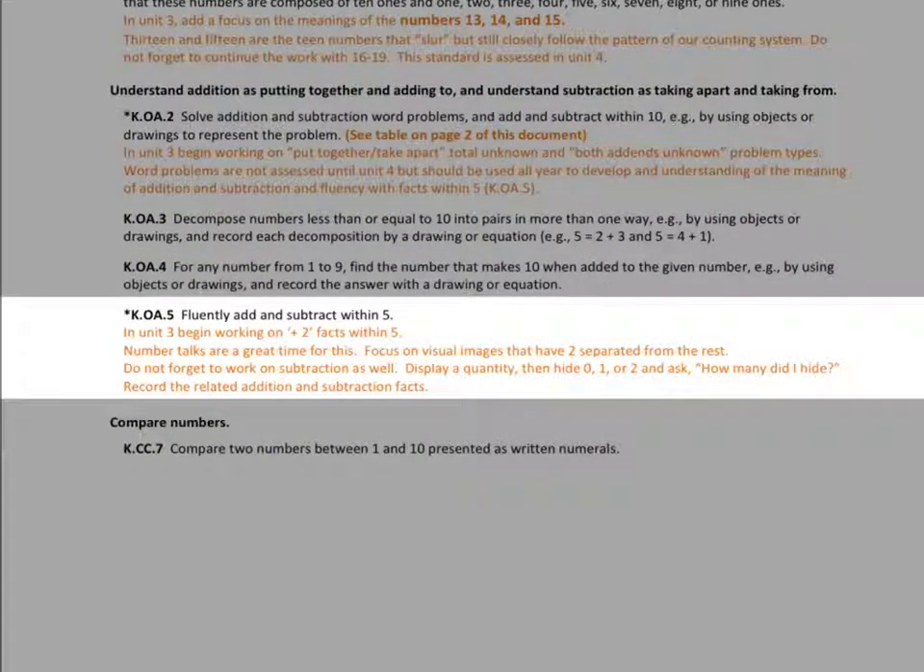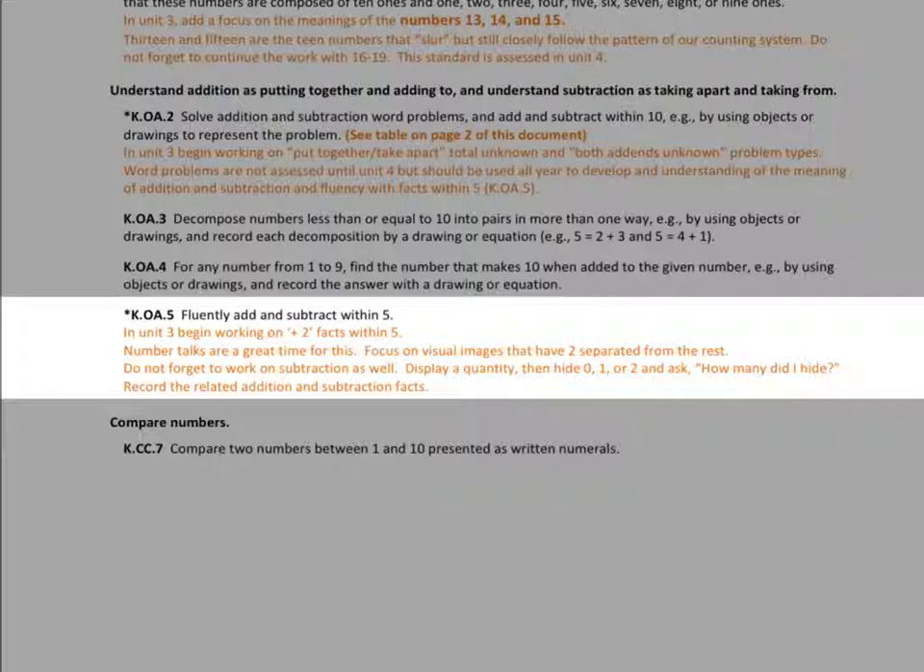Speaking of building fluency with basic facts, students in kindergarten are working on fluently adding and subtracting within 5. In Unit 3, they should begin working on the addition of 2 facts as well as their related subtraction facts. It is not expected that students know these facts from memory by the end of kindergarten, but instead that they have a quick and easy strategy that can quickly get them to the solution.